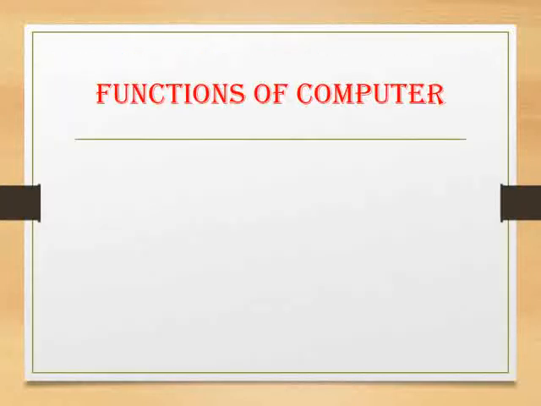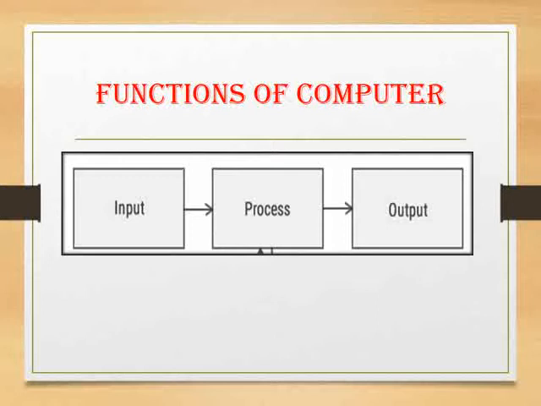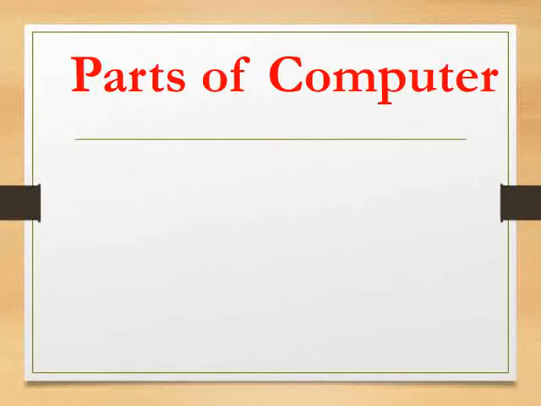So now we are going to learn about the various functions of computer. So what a computer does is, it takes the input, processes that data or information, and after that it is going to display the result as an output. So now we are going to learn about the various parts of computer.